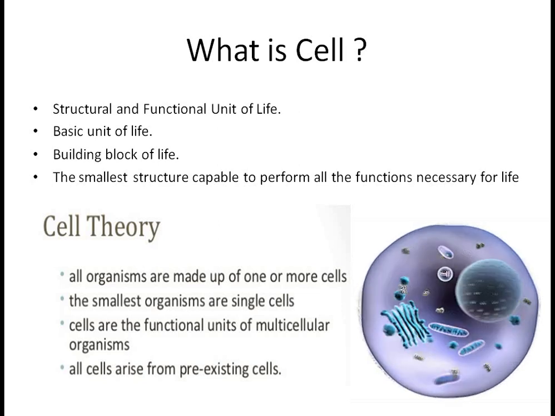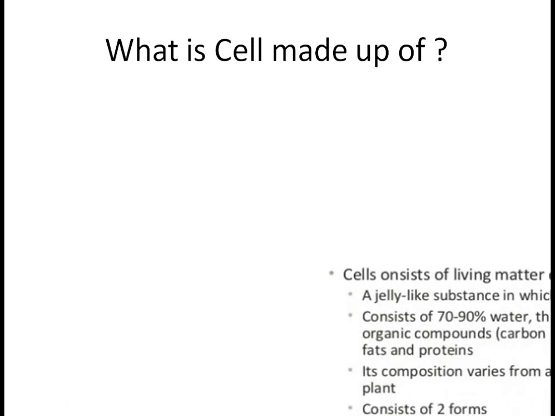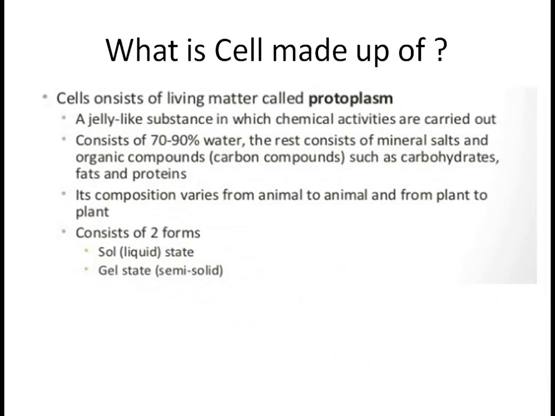Okay, now we have to get on with what the cell is made up of. A cell is made up of protoplasm. Protoplasm is the living matter, a jelly-like substance in which all the chemical activities in your body are carried out. It consists of 70 to 90% water. The rest consists of mineral ions and organic compounds, mostly carbon compounds. We call them carbohydrates. Then there are fats and proteins.